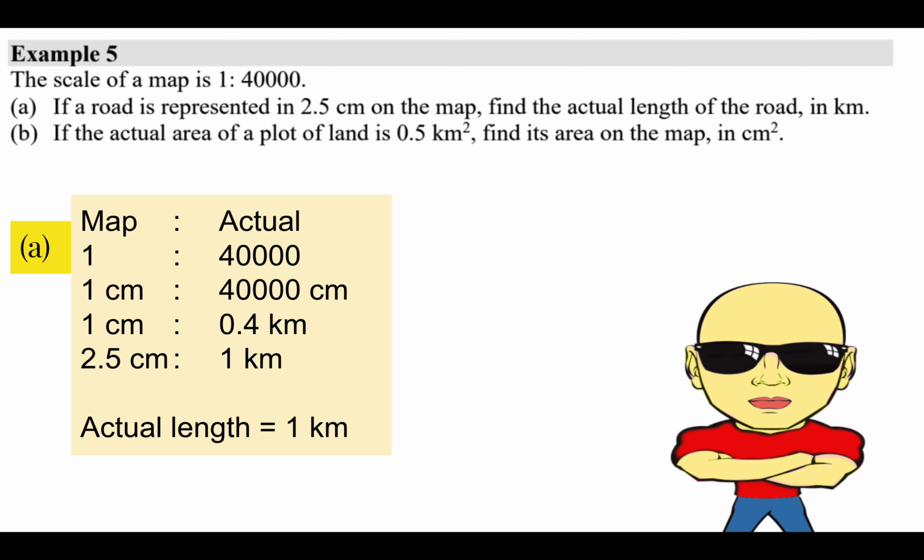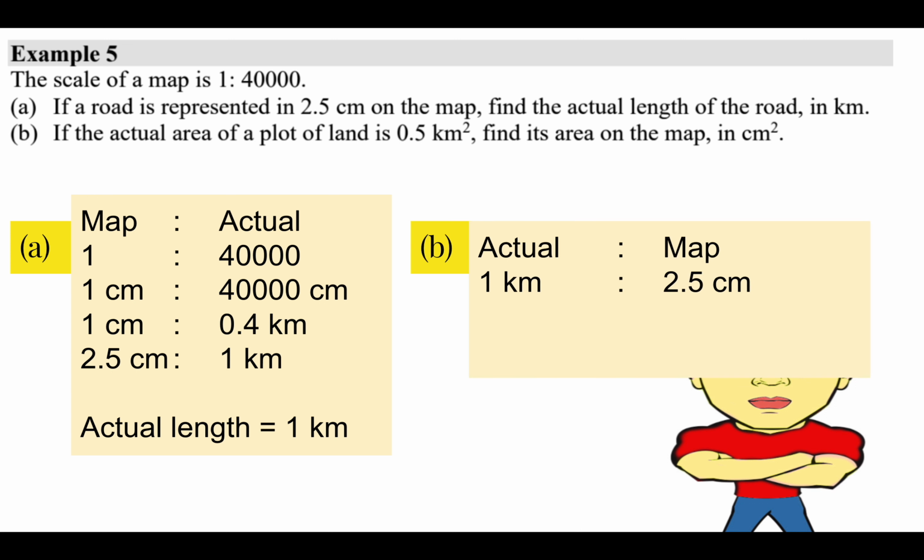Part B, now we are comparing area, right? So if the actual area of a plot of land is 0.5 square kilometers, find the area on the map in square centimeters. So actual to map, this is the scale that we know. 1 kilometer is represented by 2.5 centimeters.